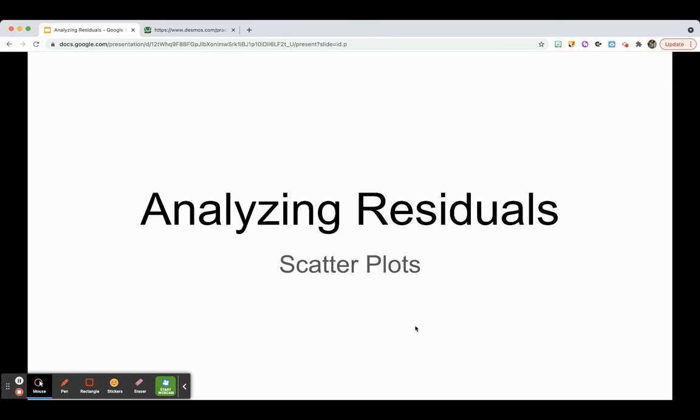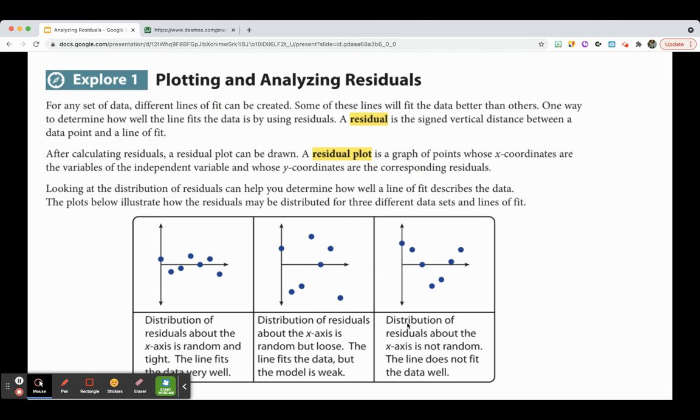We're going to go over analyzing residuals. So as we know, we're about to figure out what a residual is. So, plotting and analyzing residuals.